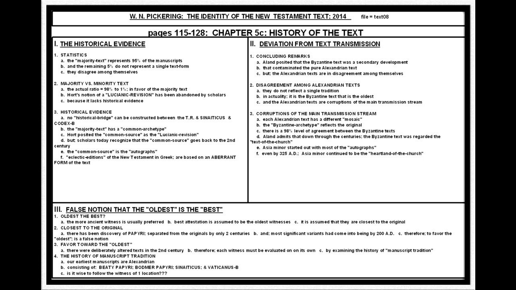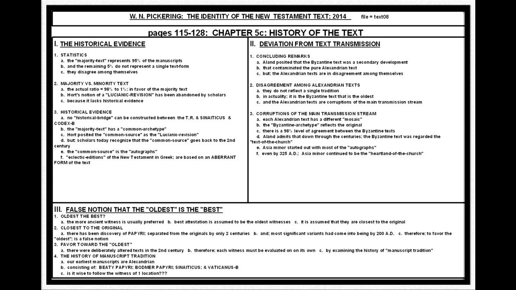You can see that Pickering is reversing the opinion of the Hort Revision Committee. It is the Alexandrian text that has corrupted the primacy of the Byzantine text, not the other way around. And that brings us to block 3 and the false notion that the oldest is the best. Is the oldest the best?